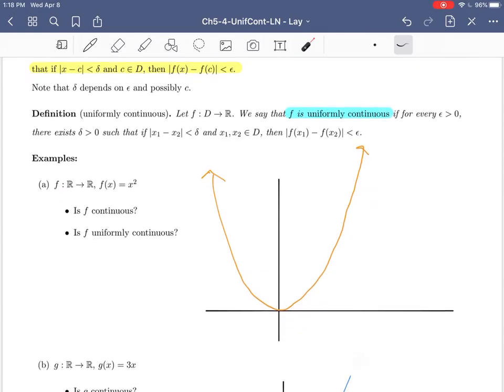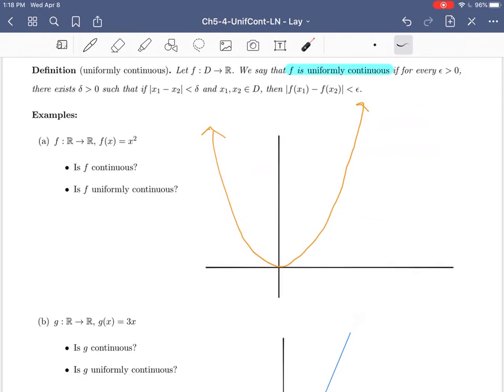All right, so let's look at a couple quick examples to anchor this idea a little bit more. Here in this example, f is defined by the function f of x equals x squared. The domain is all real numbers, with a codomain of the real numbers. We want to know, is f continuous? Yes, you bet that thing is continuous. The next question, though, is it uniformly continuous?